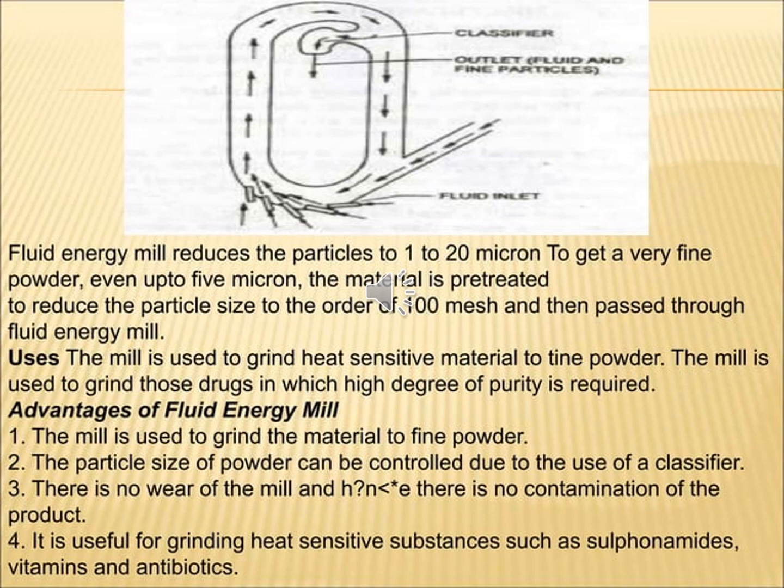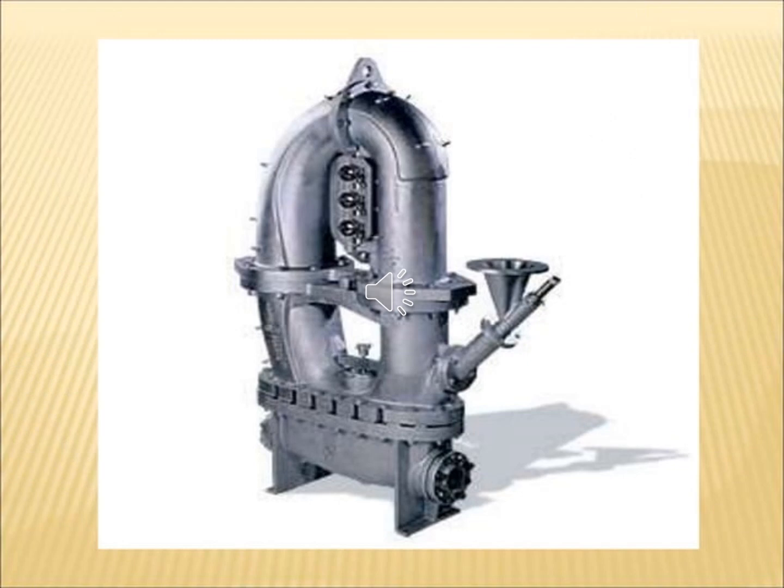Advantages of fluid energy mill. First, the mill is used to grind the material to fine powder. Second, the particle size of a powder can be controlled due to the use of a classifier. Third, there is no wear of the mill and there is no contamination of the product. Fourth, it is useful for grinding highly heat sensitive substances such as sulfonamides, vitamins and antibiotics. So here is the diagram of the fluid energy mill.